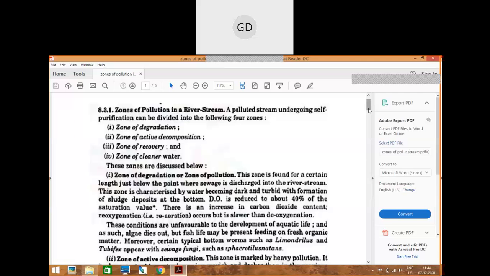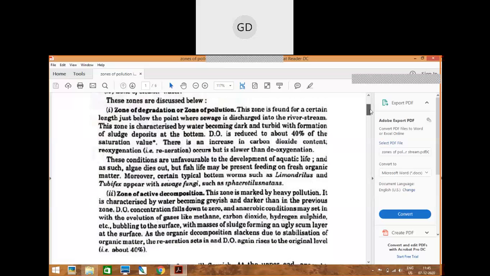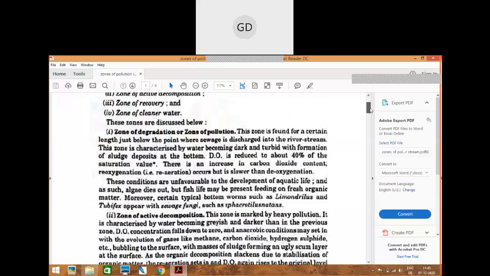Also the reoxygenation occurs but is slower than the deoxygenation. Now what is reoxygenation? From the name itself you can see this is the addition of oxygen, and deoxygenation is when you decrease the value of the oxygen, removing the level of oxygen.